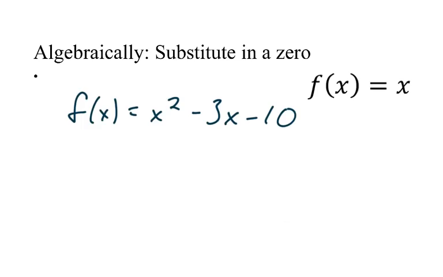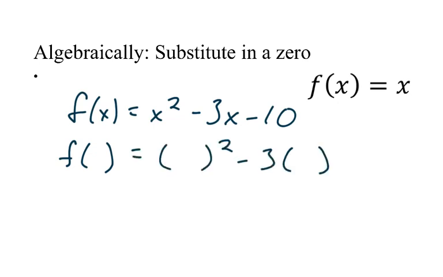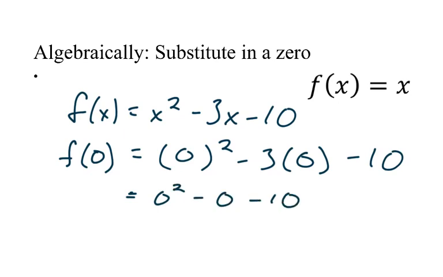Moving along, I'm not really sure what happened to this slide, but algebraically, if we want to find a y-intercept, we're going to substitute in a 0. So instead of x's, we're putting the big empty parentheses, and then we're going to plug in the 0 everywhere. When we do that in this case, you get 0 squared minus 0 minus 10. So your y-intercept in this case is -10.